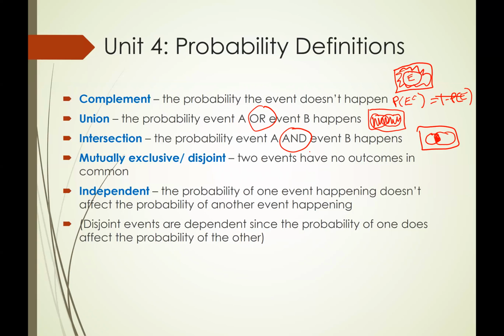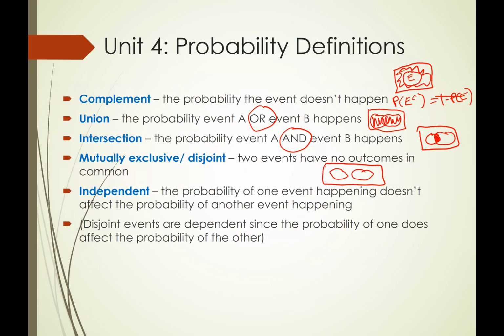Mutually exclusive or disjoint is when 2 events have no outcomes in common, so they're completely separate. The Venn diagram for this one would be 2 separate circles. There would be no overlap between them because they're disjoint. They have nothing in common.